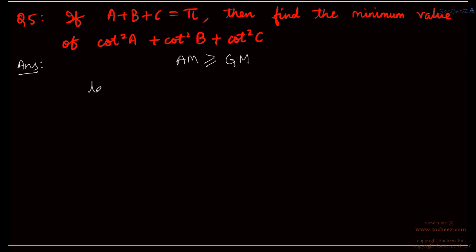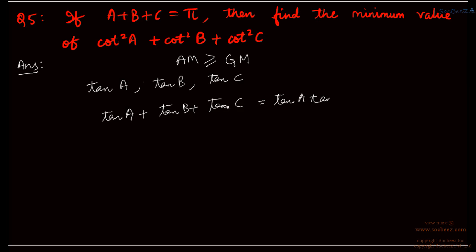So the arithmetic mean. Now let's consider these numbers: tan A, tan B, and tan C. Now we know that for three angles having the sum equal to pi, this is the result: tan A plus tan B plus tan C equal to tan A, tan B, tan C. Already proven. You can prove it just taking A plus B equal to pi minus C. Take the tan on both sides, just expand and you will get this result. So this is not very difficult to derive. So we will use this result. Tan A plus tan B plus tan C is equal to tan A, tan B, tan C.